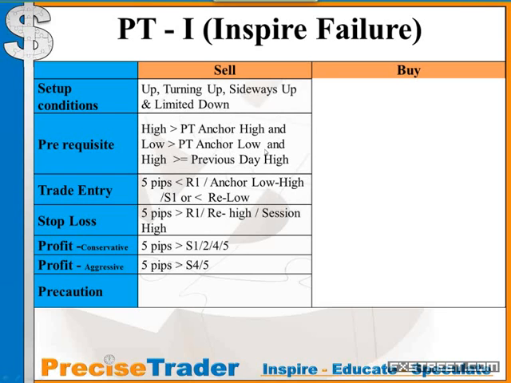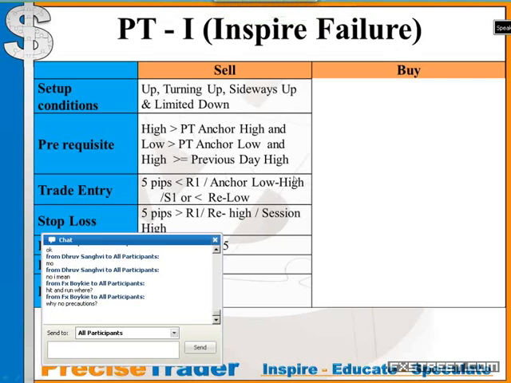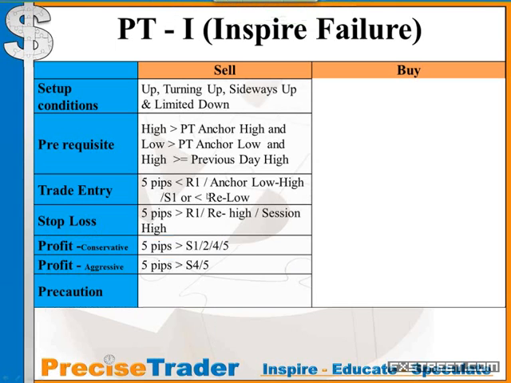Usually this kind of move would give us a huge reward. So we don't have to be in a hurry to book the profit, especially if you are able to identify this strategy. If you look at the entry, it is 5 pips less than R1, or less than anchor low or anchor high, or even less than S1 or less than registered low. So any one of these entries is still acceptable. Stop loss is greater than R1, greater than registered high, or greater than session high.